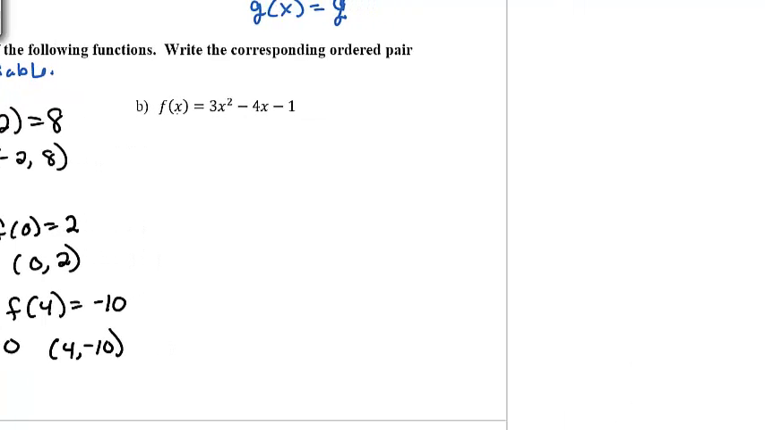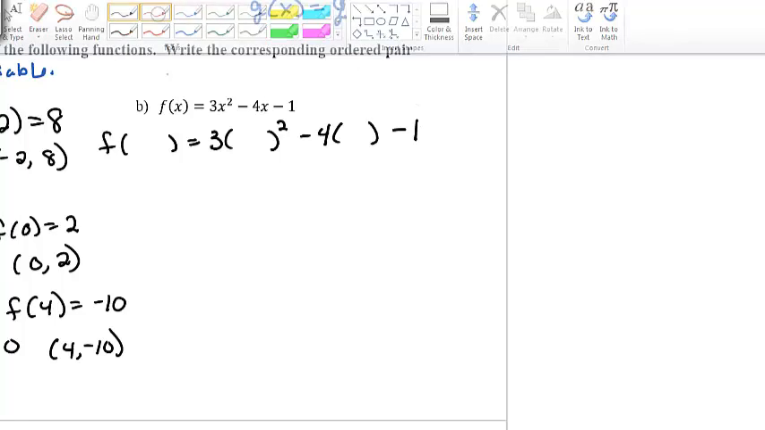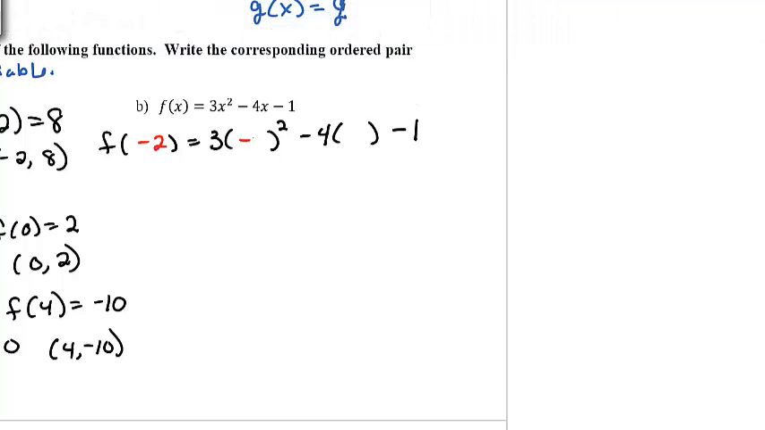Our next function here is f of x equals 3x squared minus 4x minus 1. So first we want to find f of -2. So I'm just going to write my shell down. So that's going to be 3 and then an empty parentheses, and we're squaring it, minus 4 times the empty parentheses, and then minus 1. And then in the parentheses, we're going to write the -2.